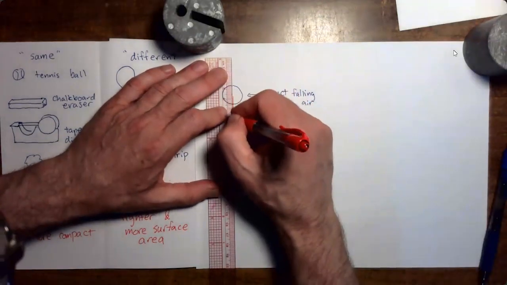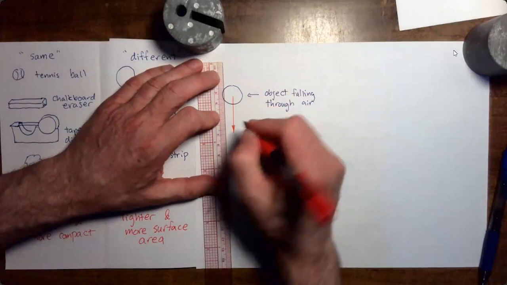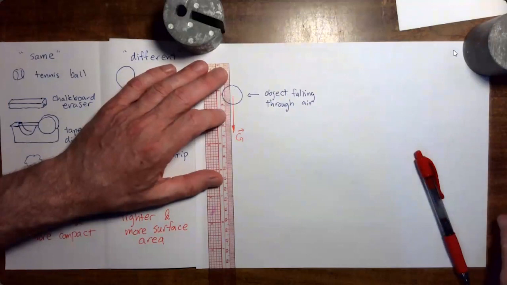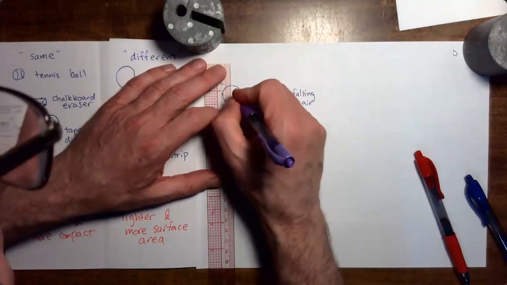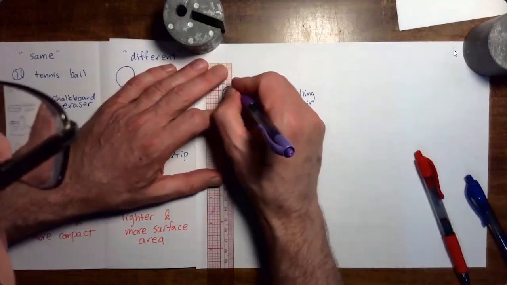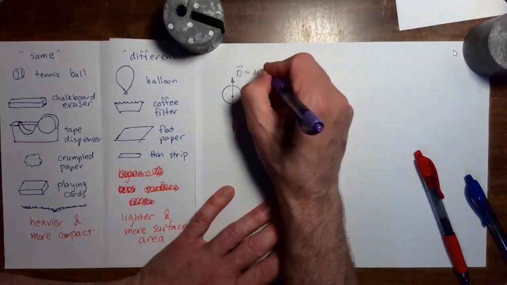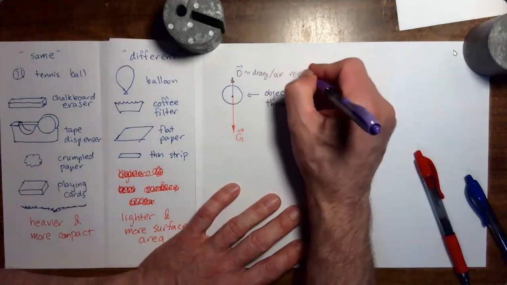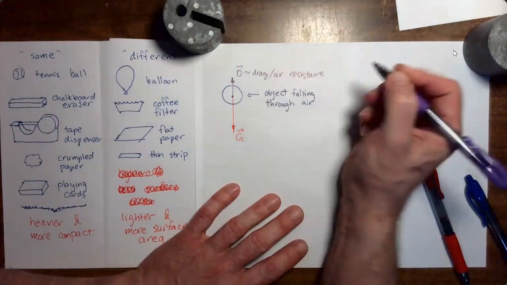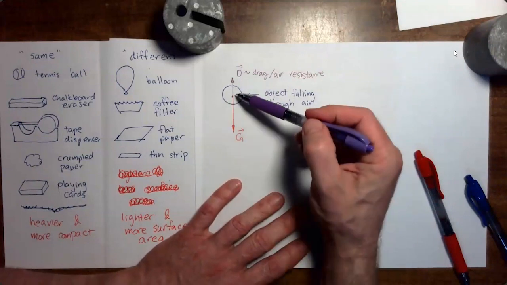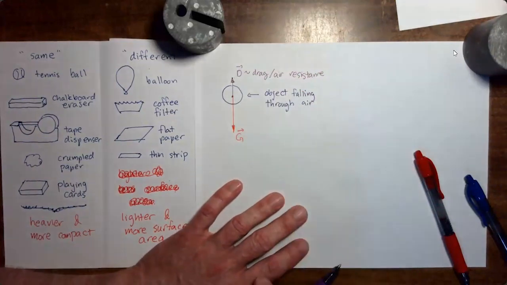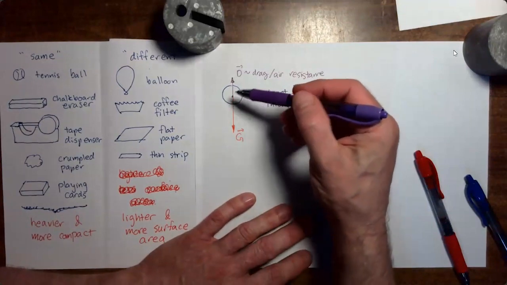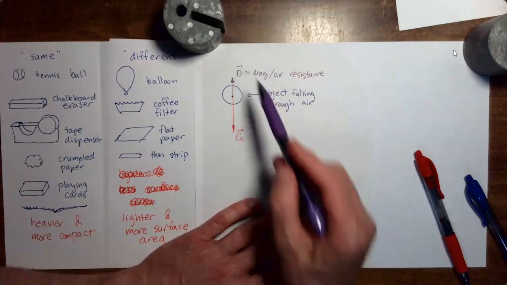We have the gravitational force pointing down, and then also a drag force pointing up. The drag force is also known as air resistance in this context. The drag force always points opposite of the motion of the object through the medium. So if the object is falling downward through the air, the drag force will point up.